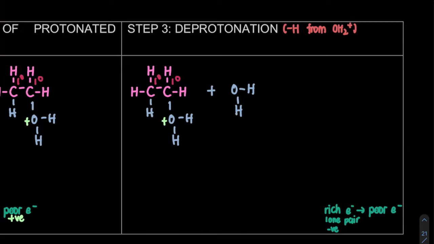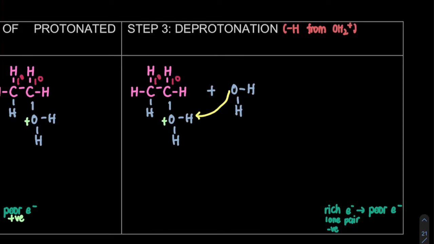Rich electron, that is the lone pair, which is our oxygen. In this case, what does it want to take? Remember, it wants to take hydrogen, so that this molecule will become alcohol. So what happens is that the oxygen will take hydrogen.